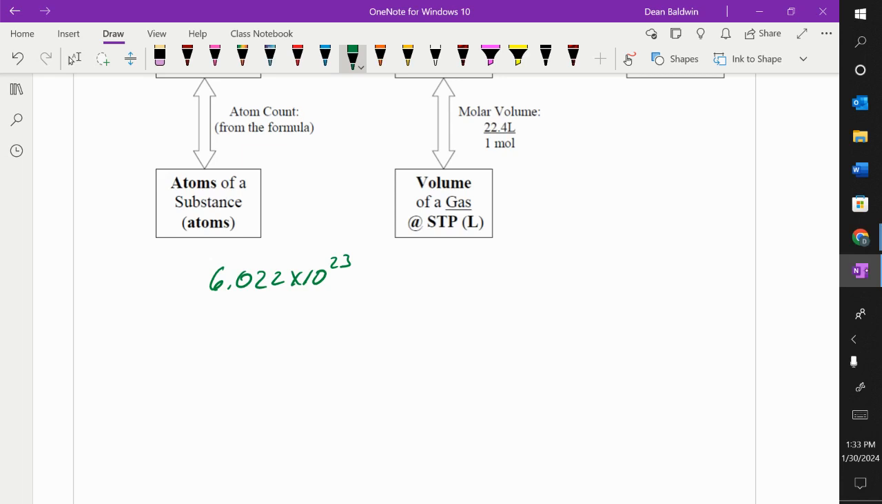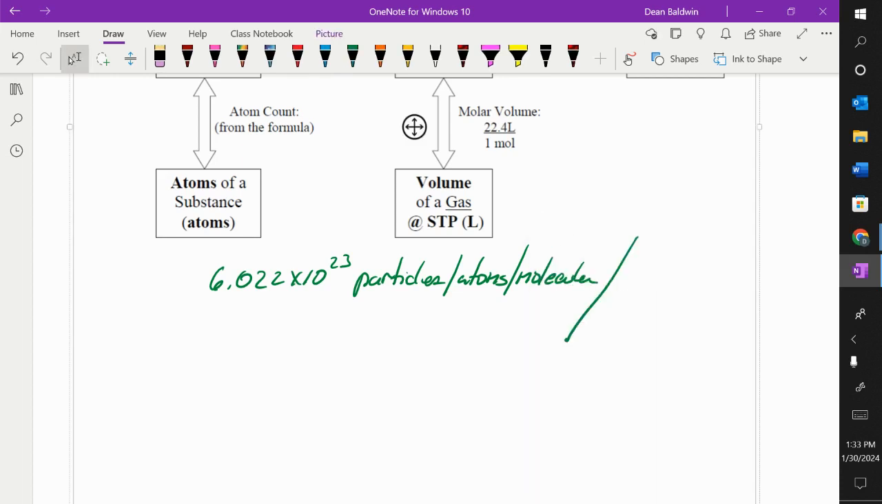So you can say particles, atoms, or molecules per mole. It's how many atoms or particles or molecules you have in a mole. So if I say 1 mole of chicken eggs, how many chicken eggs do you have? 6.02 times 10 to the 23. That many chicken eggs. That's a lot of chicken eggs. If you have 1 mole of pennies, you have that many pennies. If you have 1 mole of atoms, you have that many atoms.